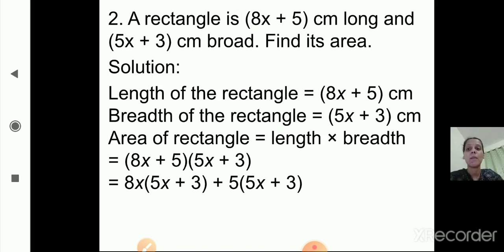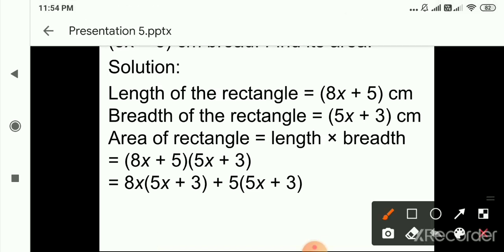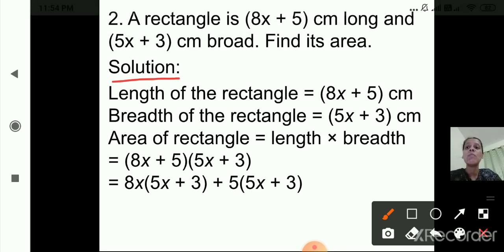Find its area. Now what is given? In the solution, first we will write down the length of the rectangle, which is given: 8x plus 5 cm. Length is given, right? Now the breadth of the rectangle is 5x plus 3 cm.